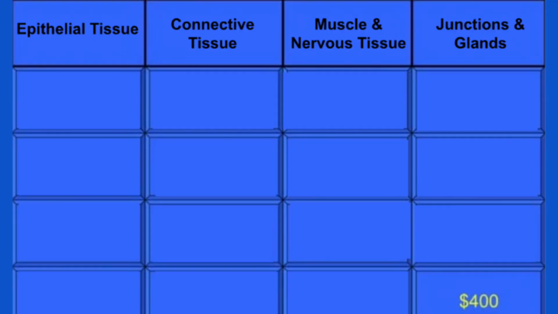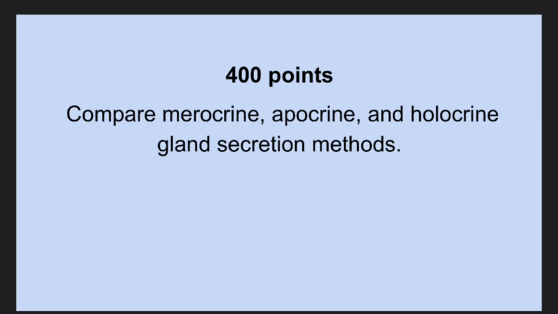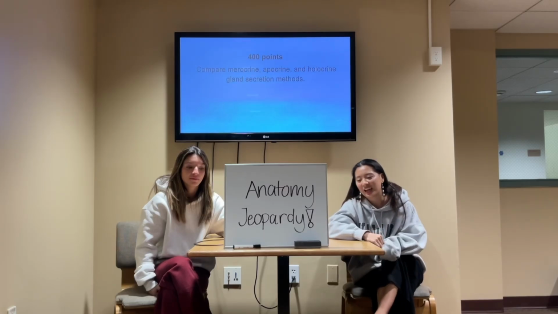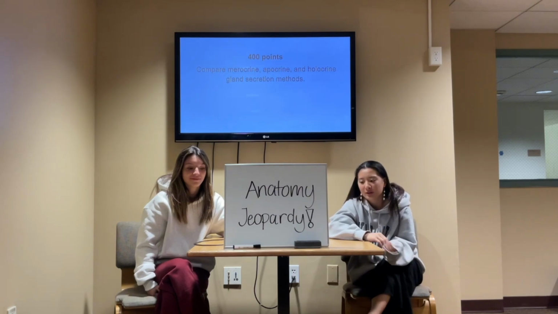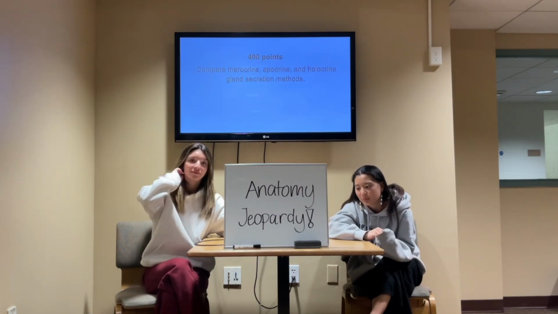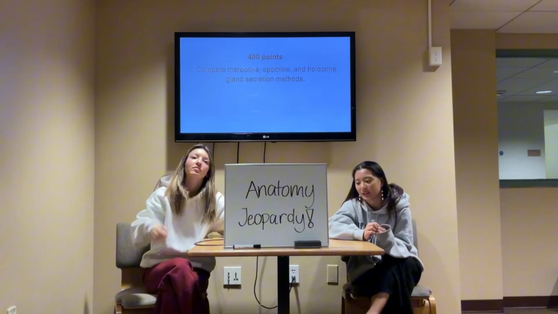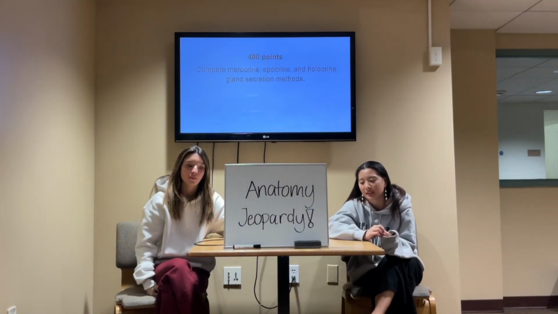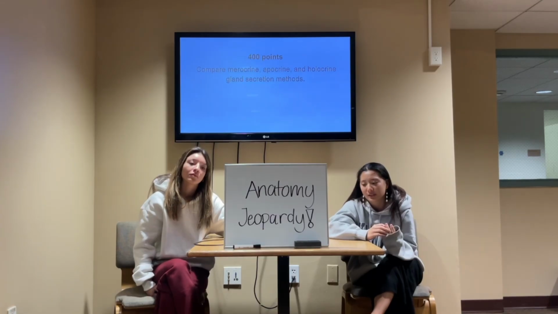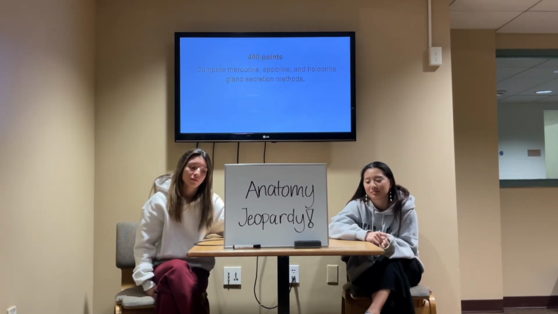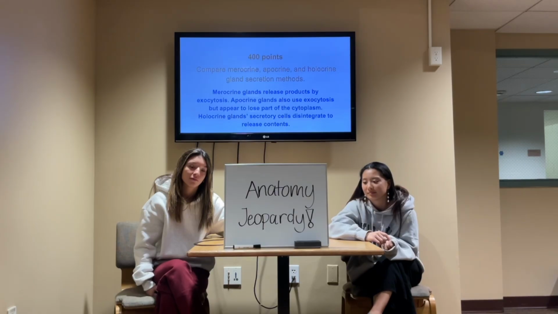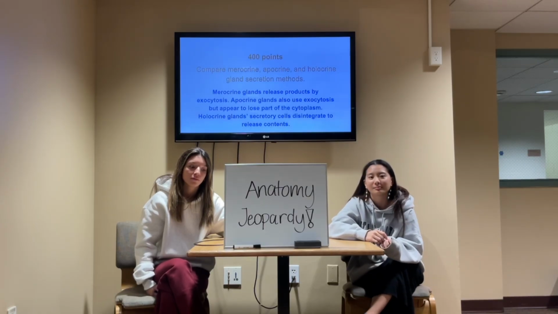Last question. For 400 points, compare merocrine, apocrine, and holocrine gland secretion methods. Merocrine glands release products by exocytosis, like sweat glands. Apocrine glands also use exocytosis, but appear to lose part of the cytoplasm, like mammary glands. And the holocrine glands disintegrate their entire cells to release contents like sebaceous oil glands. Fantastic answer. Secretion methods match each gland's purpose.